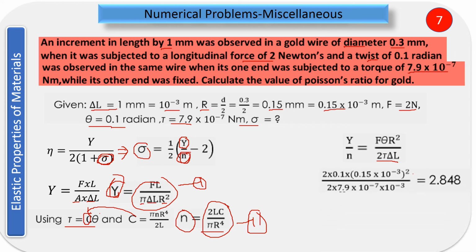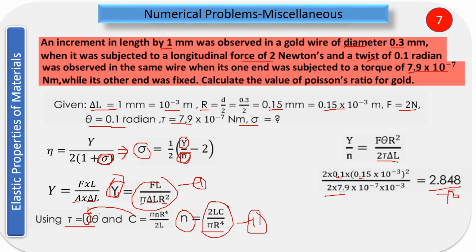So F is your 2 newtons, the angle theta by which it is getting twisted is given, then R is given, right? So all those values are given. The modulus of rigidity is given. So this value of Y upon eta will equal 2.848. Of course it will not have any unit, it is the ratio of these two. So let us suppose this is your equation number 3.